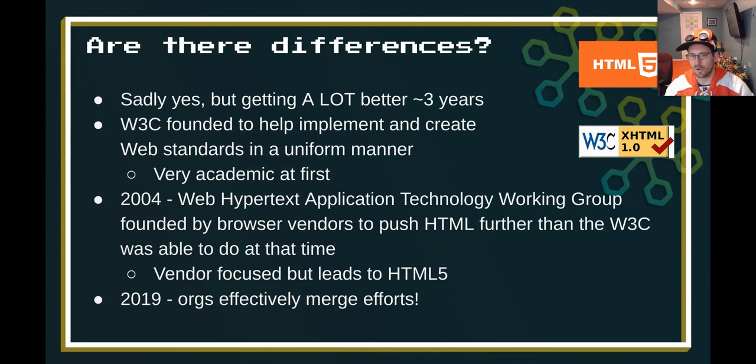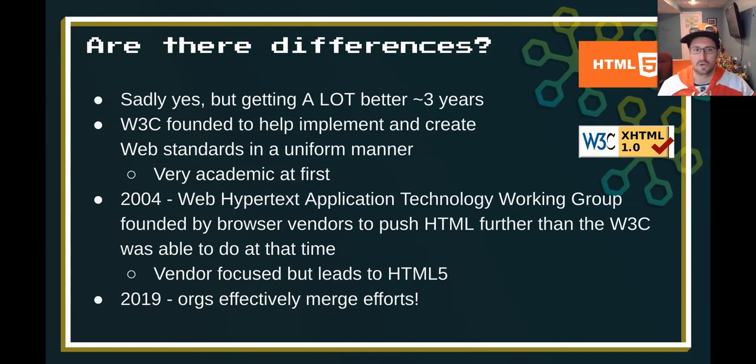In 2004, all these companies that were starting to emerge and make products that only exist because of the web wanted to push the web further than it was at that moment. So this formed the Web Hypertext Application Technology Working Group, a mouthful, founded by browser vendors to push HTML further than W3C was able to at that time. So this was very focused on getting HTML5 out the door.